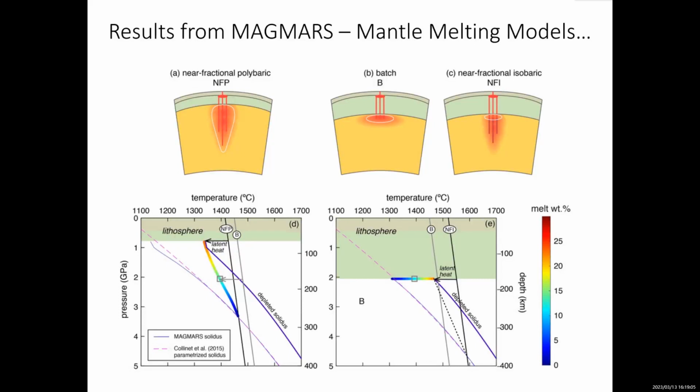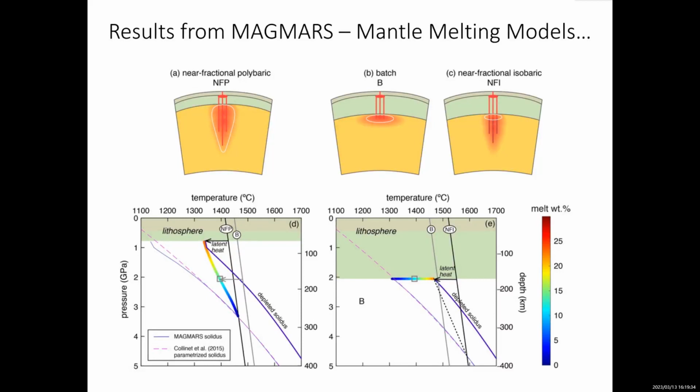And then the third one is called the near fractional isobaric. So that is isobaric. Iso means the same. Baric means pressure. So you constrain everything at the same pressure, and once it generates a melt, those melts leave the system. That's called fractional, so being apart from it. So it's an open system. Once melt is generated, they're gone. So they consider three situations, and here they look at the result.